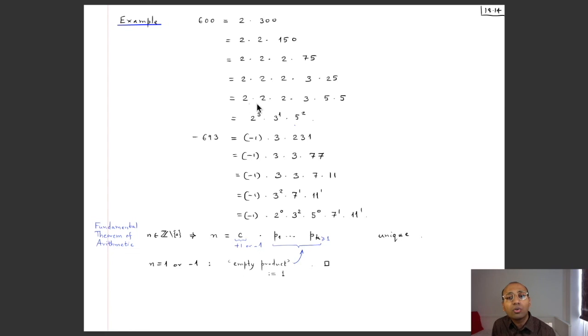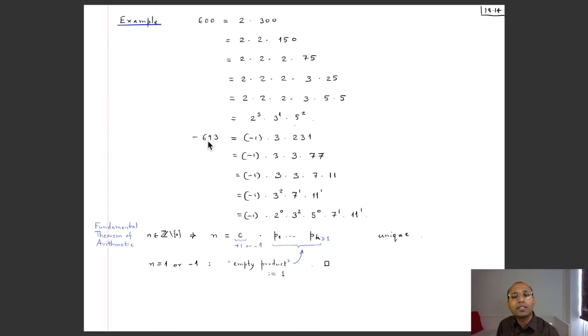So you have got 2 to the power 3, the next prime 3 to the power 1, and then 5 to the power 2. So 600 is indeed expressible as a product of primes. If the number happens to be negative, then of course, since all the prime numbers are positive, we will need an extra -1, and once you have that, then I'm left with 693, and we repeat the process.